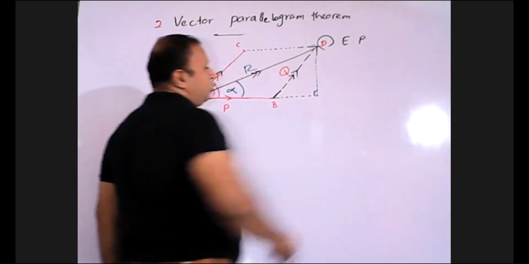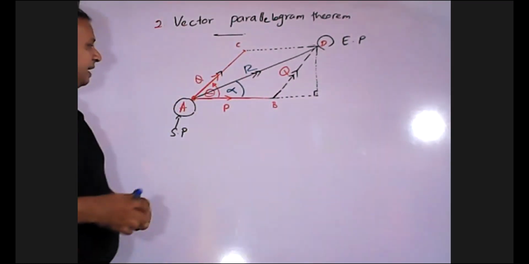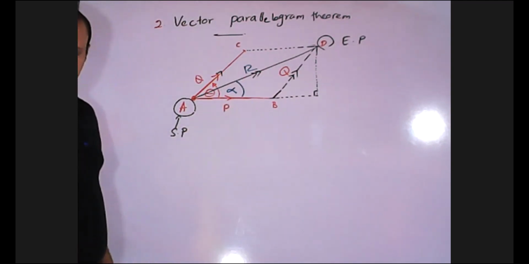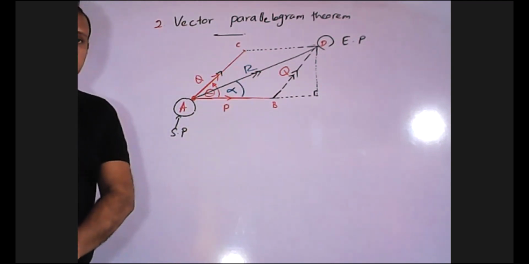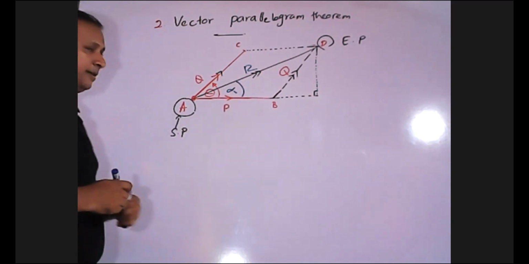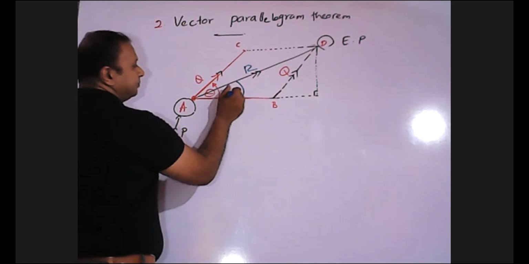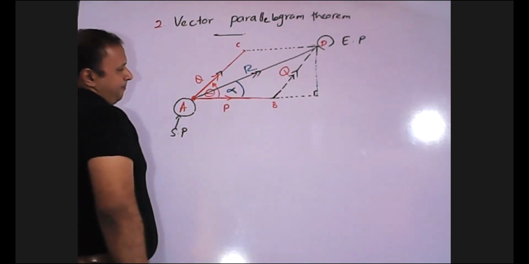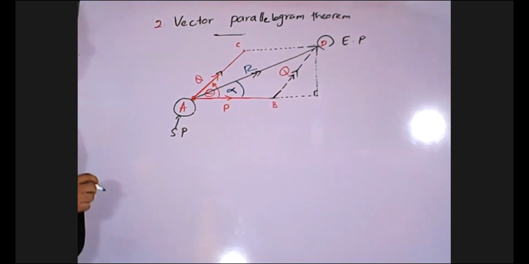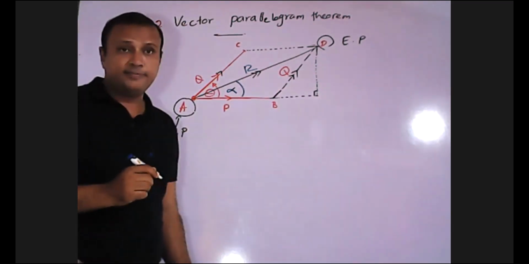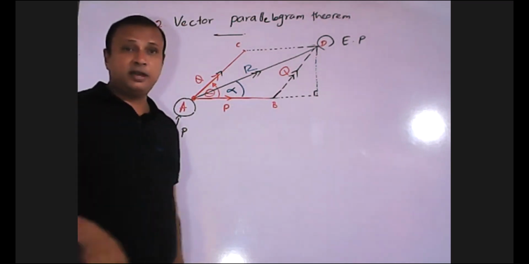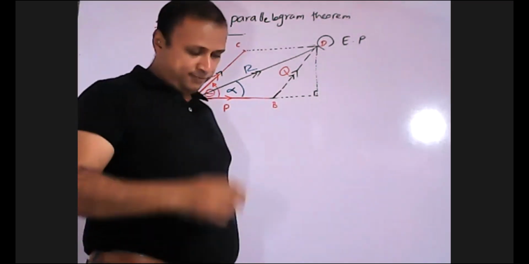Let's find the magnitude and the direction. Normally we define the direction as the direction in between P and R. This angle. Now we are going to find the magnitude of R. Right under the paragraph.